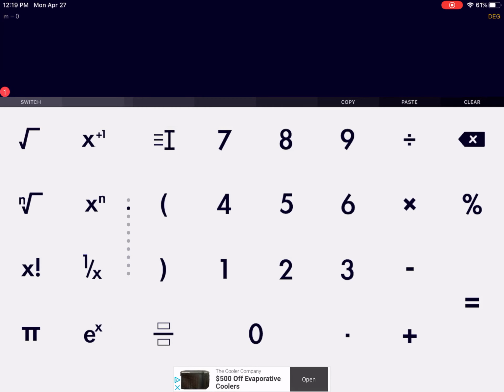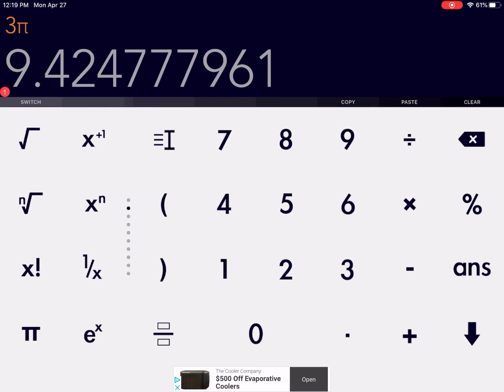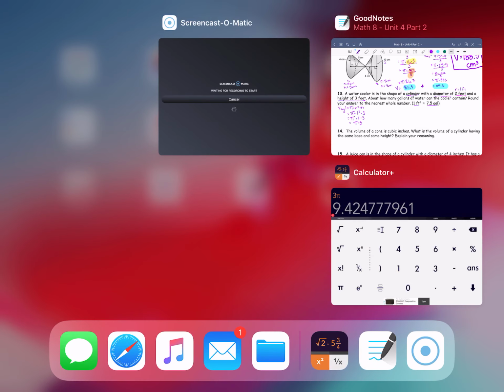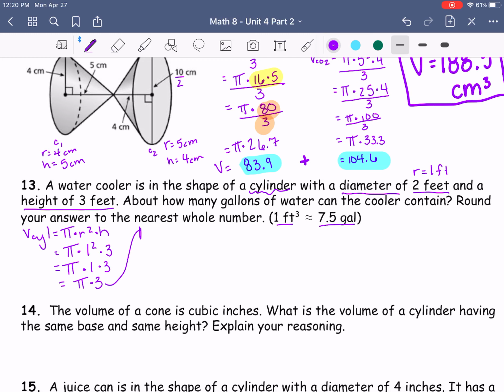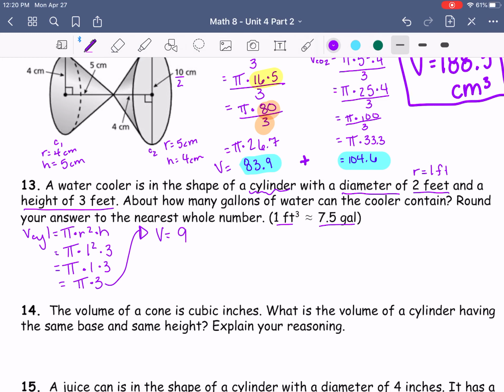So 3 times pi is 9.424. Okay, so we'll leave the rounding, we'll take the 2. That means the 4 stays the same. So, 9.4. Okay, wrong button. All right, so the volume is 9.4, or about 9.4. Well, that's in cubic feet.